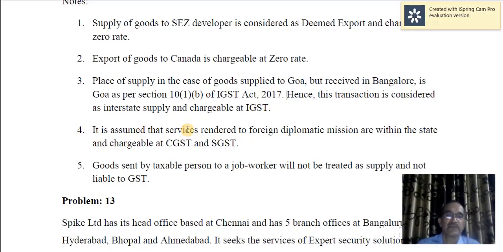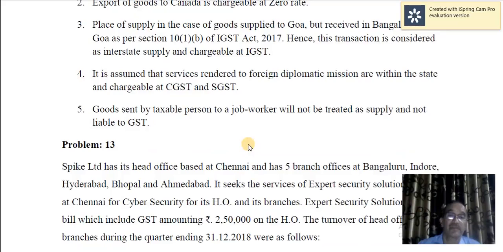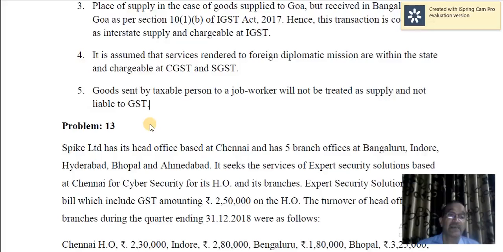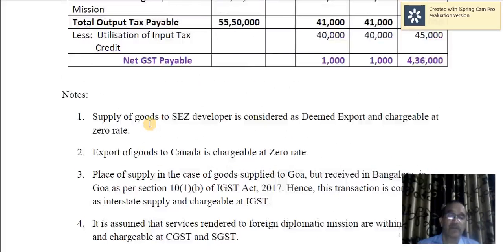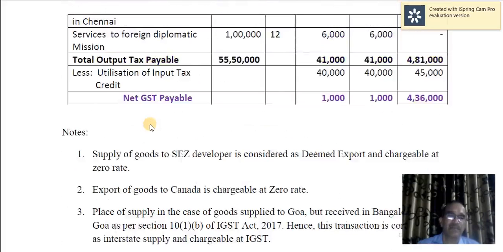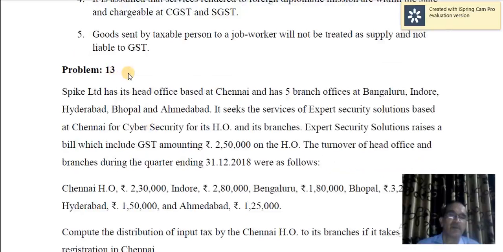It is assumed that services rendered to foreign diplomatic mission are within the state and chargeable at CGST and SGST. Goods sent by a taxable person to a job worker will not be treated as supply and not liable to GST. Okay, this is about the problem which you have analyzed. Now we'll move on to one more problem.